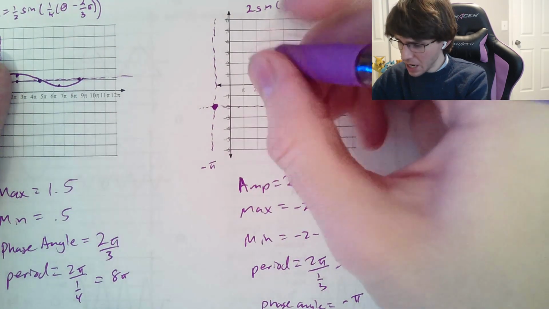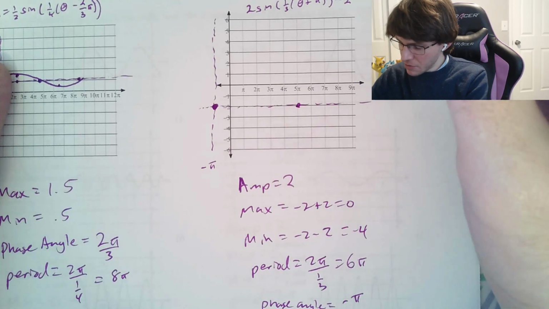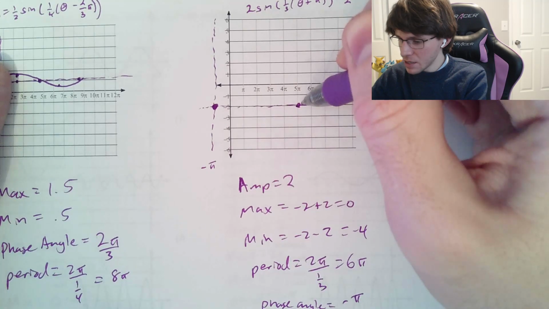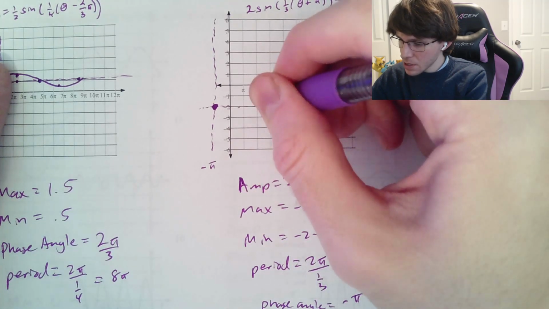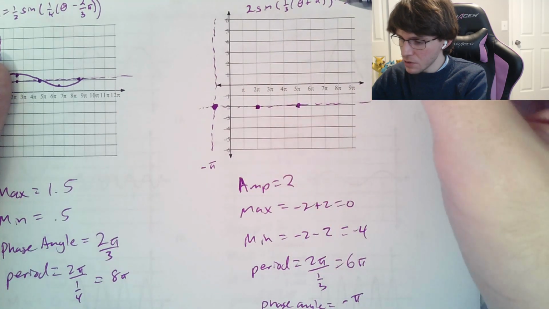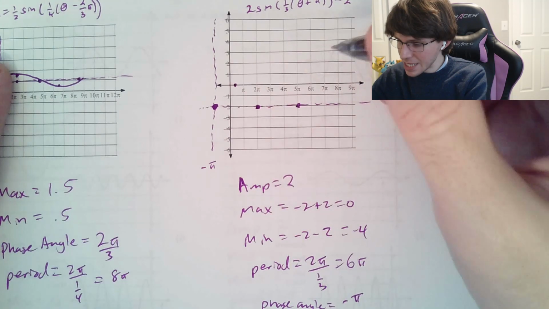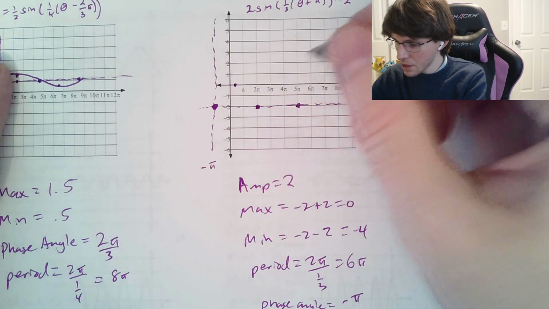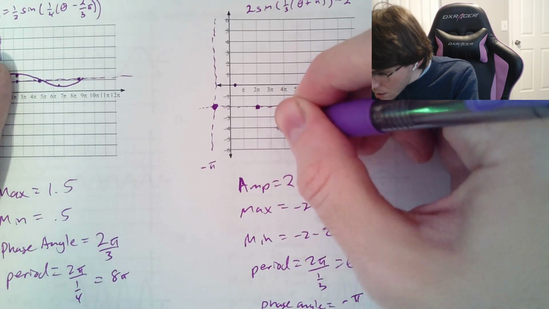It takes 6 pi, which would take us all the way to 5 pi for that one. Halfway in between negative pi and 5 pi would be 2 pi. So that's our minimal value. And then it goes up to 0. We wrote that as our maximum. And down to negative 4. That's what we wrote as our minimum there. And there you go.